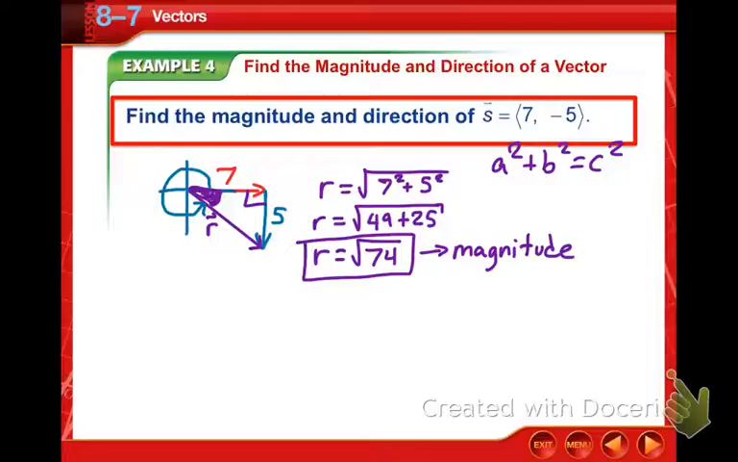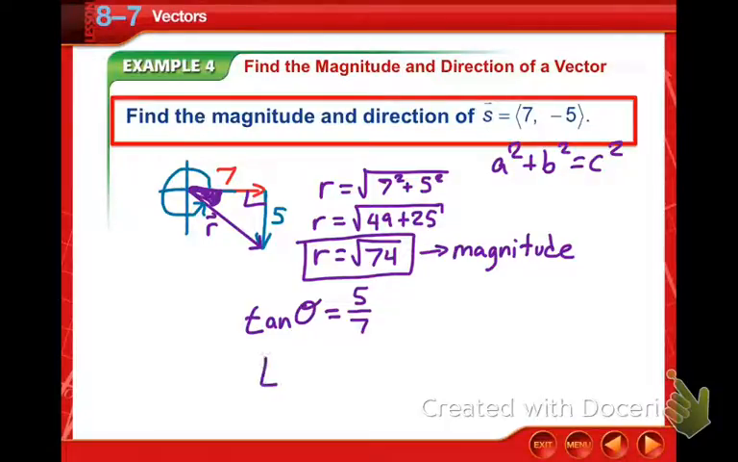So we're going to use tangent because we have our legs. Granted, we do have our hypotenuse now, so we just got it, but that's not what we're trying to find. So, tangent of our direction, theta we'll call it, that's what's inside there, the purple angle, is going to be opposite over adjacent, so 5/7.